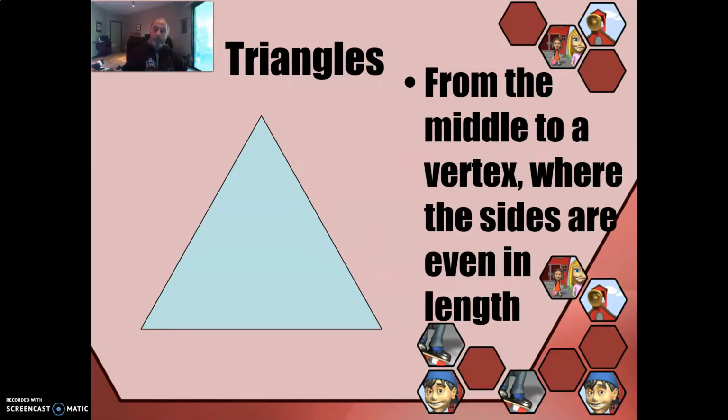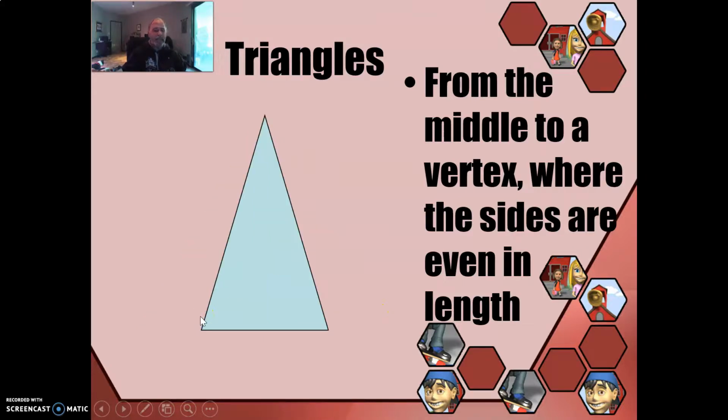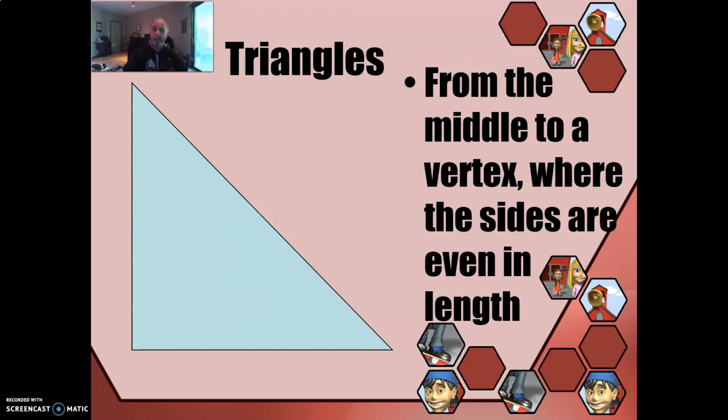Triangles: from the middle of a vertex where the sides are even in length. So if I go from here to here, or here to here, or here to here, these will be perfectly cut halves of this equilateral triangle. However, if I have an isosceles triangle, I can only come down from the top vertex to the bottom. I can't go that way and that way. Because as you can see, this will be one half, this will be the whole other half, and that's not the same half. Make sense?